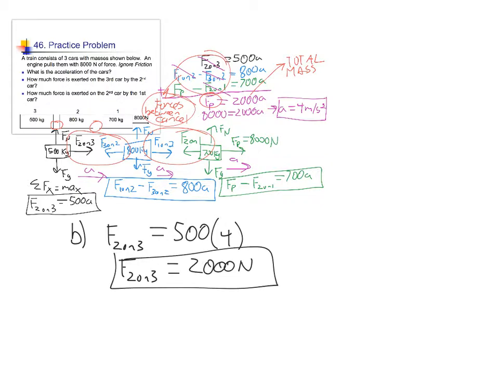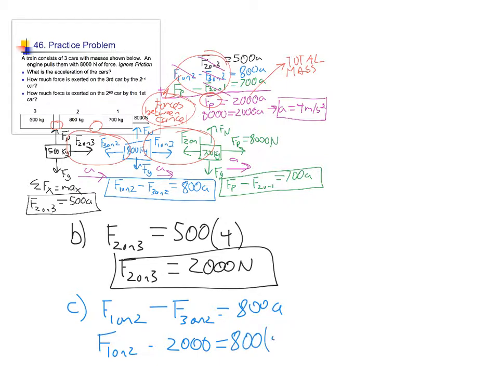And for part C, when I'm trying to find the force that 1 exerts on 2, I'm going to use the equation for car 2. So the force of 1 on 2 minus the force of 3 on 2 is equal to 800A. Force of 1 on 2 minus 2,000, because that's the same as the force of 2 on 3, and that's going to be equal to 800 times 4. So I find that the force of 1 on 2 is equal to 5,200 newtons.